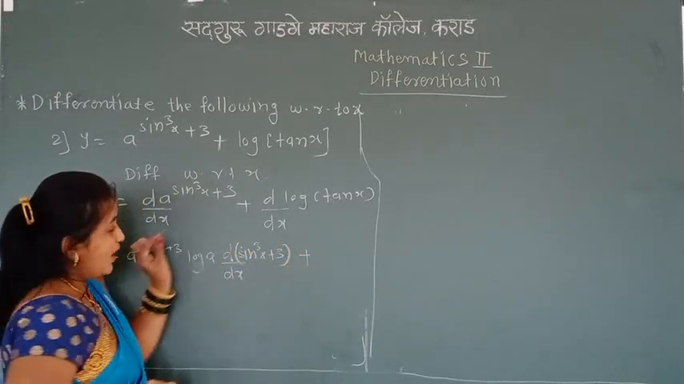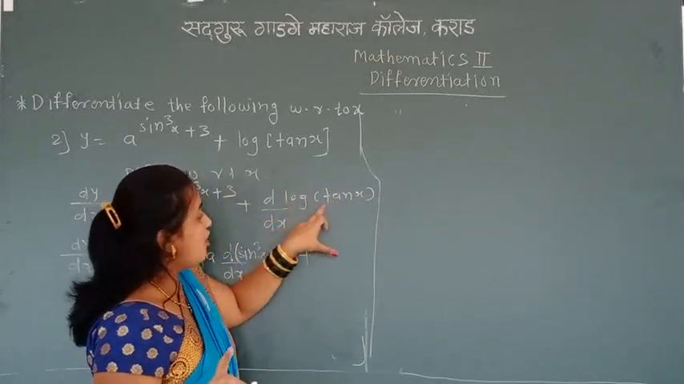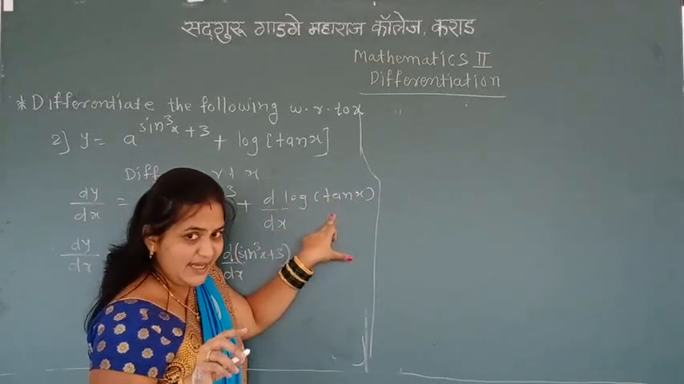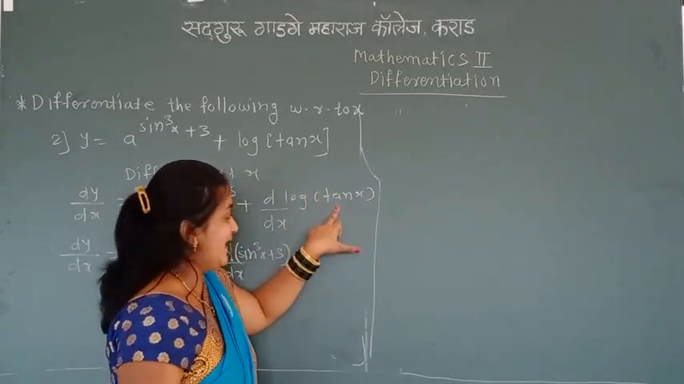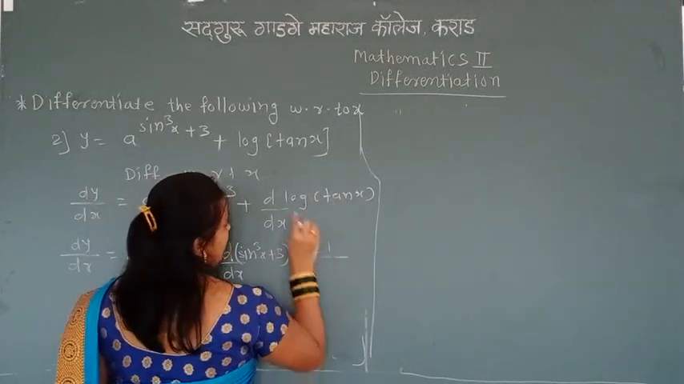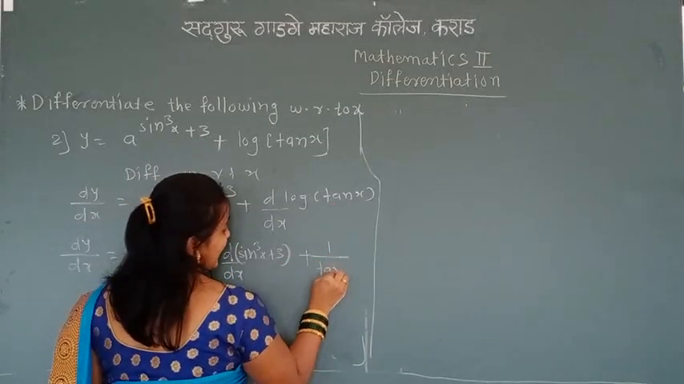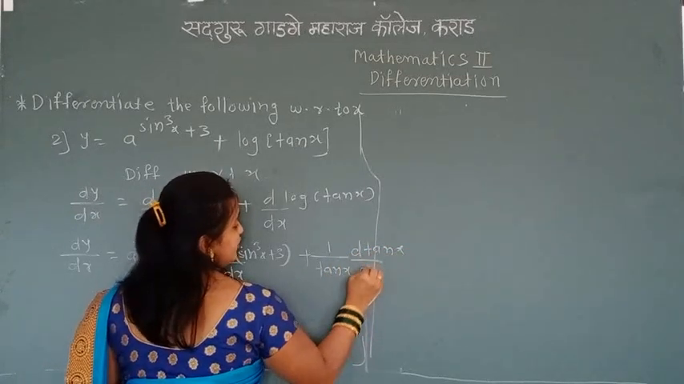Plus what is the derivative of log of x, which is a standard function? The derivative of log of x will be 1 upon x. But this is not x. X is replaced by tan x. So again find the derivative of tan x. So here the derivative of log of tan x is 1 upon tan x, and again the derivative of tan x with respect to x.